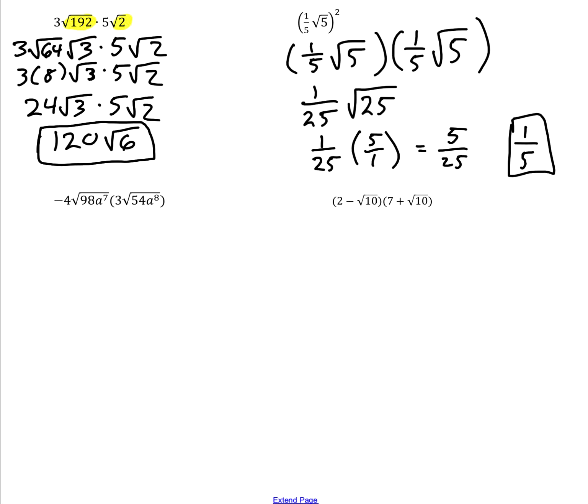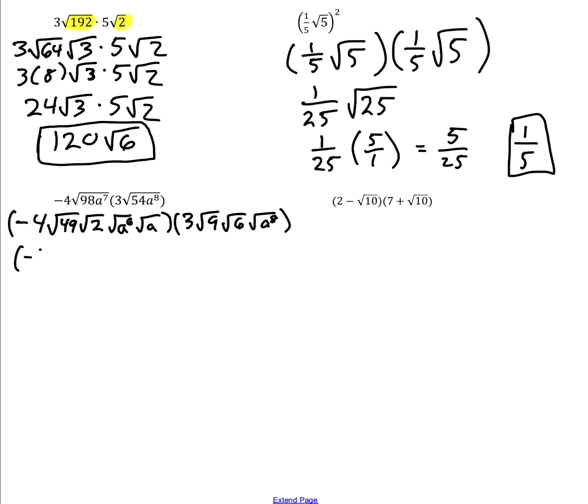So we have negative 4. The highest perfect square that goes into 98 is 49, because 49 times 2 is 98. So we would have negative 4 times radical 49 times radical 2. Then for a to the 7th, we can simplify it as radical a to the 6th times radical a. And then the highest perfect square that goes into 54 would be 9. So this would be 3 radical 9 radical 6. A to the 8th is a perfect square. Let's keep simplifying from there.